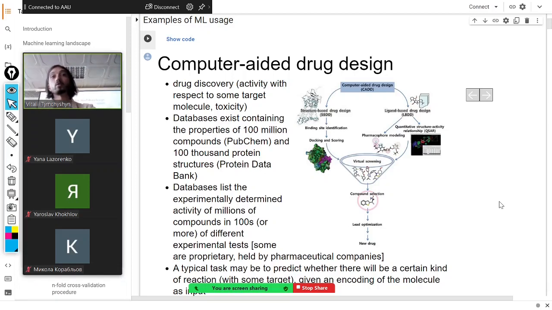These are the methods where you are trying to calculate the binding energy of some chemical compound, some molecule, with some selected protein. Or, in the case of screening, you take a protein you are interested in and search for molecules that can bind to it. Or inverse, you use a molecule and search for proteins it can bind to.